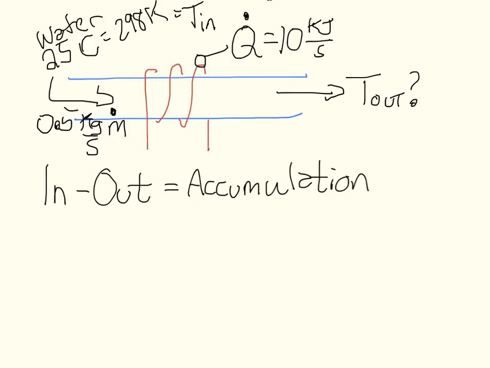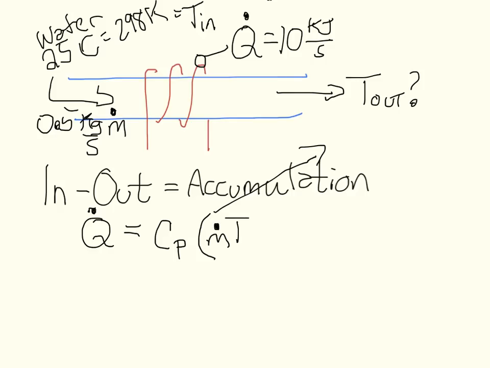Well, we know that in minus out equals accumulation, and in this case, we are not accumulating any energy. All we're having is the temperature of the water change. So that means energy in, which is our Q, has got to equal the energy change in the water. And the energy change in the water is described this way. Heat capacity times the amount of water you have coming in and water going out, m dot T out, minus m dot T in.